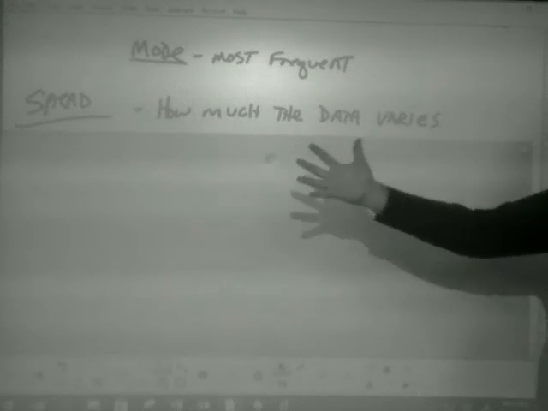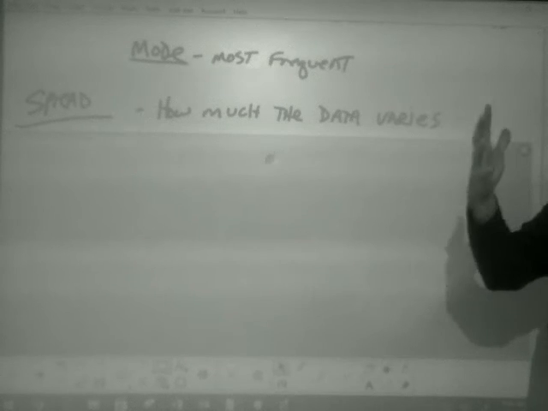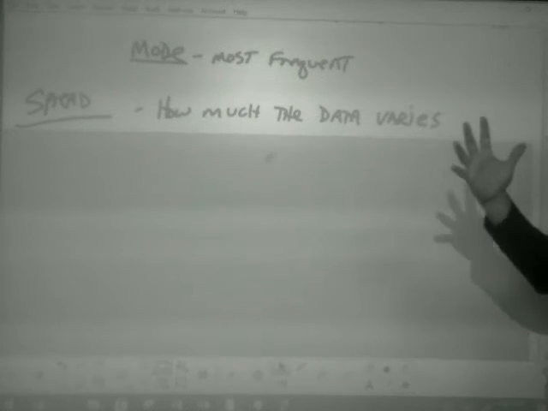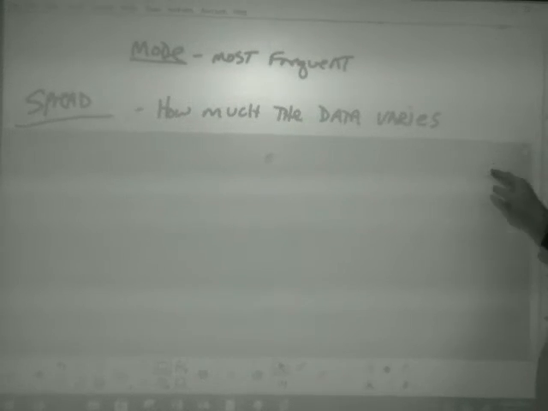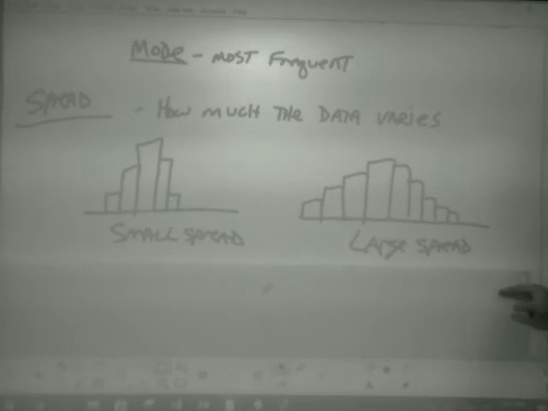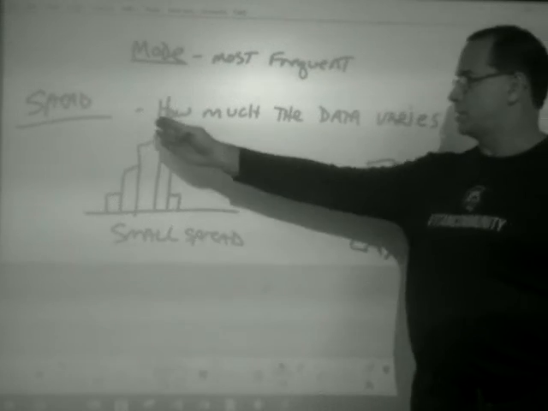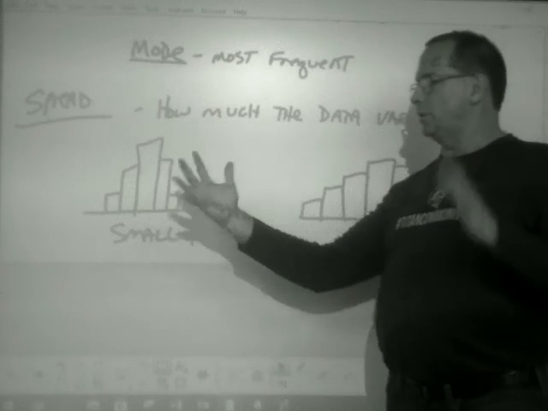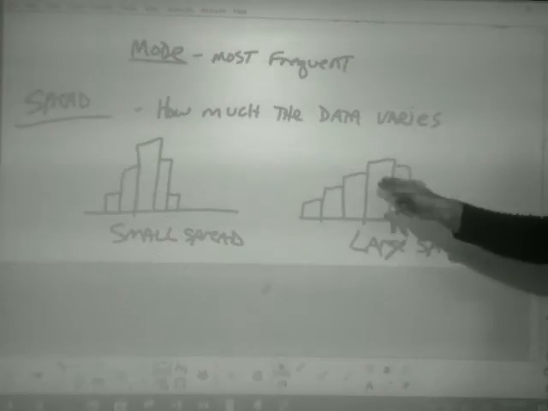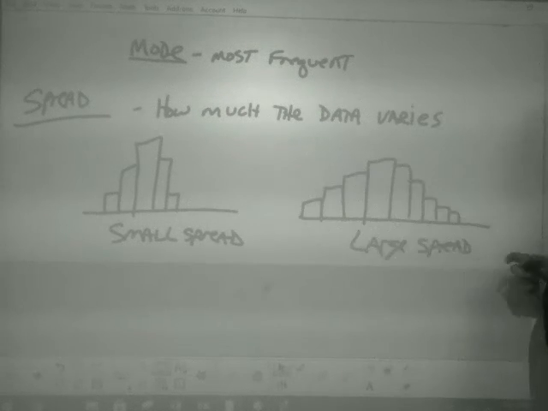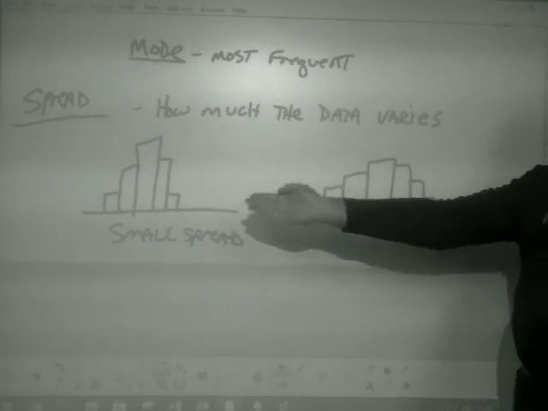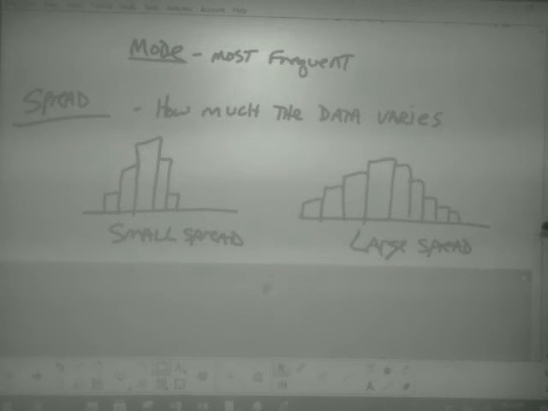The spread: how much the data is spread out or compacted, how much does it vary around its center? If you notice, here are two distributions. This one is really tight around its center, and this one is spread out around its center. This would have a larger spread, and this would have a small spread if we were comparing them.